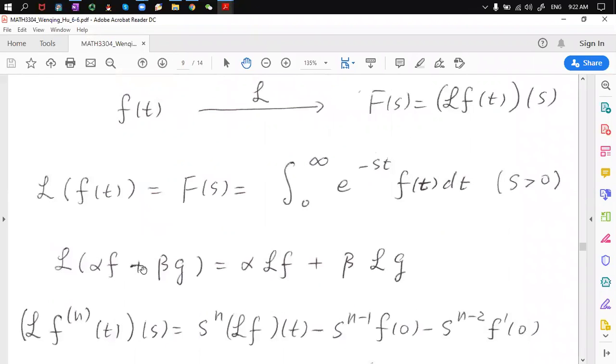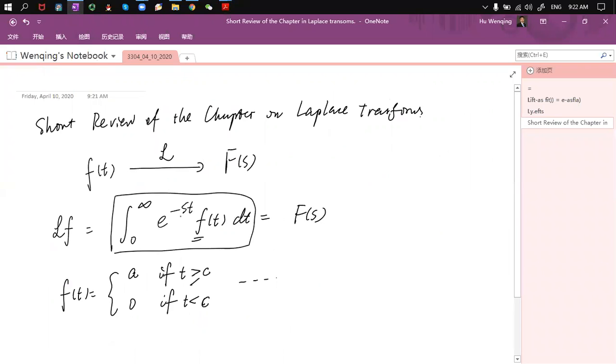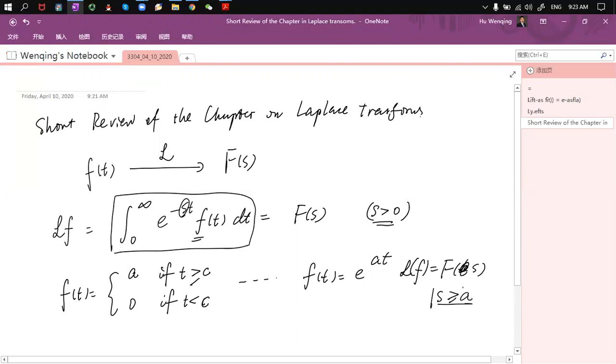Okay, so what happened here is that it's very important to realize that the argument s for the Laplace transform at least has to be positive. And sometimes it is even larger, right? So for example, if f of t is e to the power of at, then the Laplace transform of f is equal to capital F of s, where s has to be greater than or equal to a at least. So greater than a, maybe a is even greater than 0. So that's what happens to the Laplace transforms.